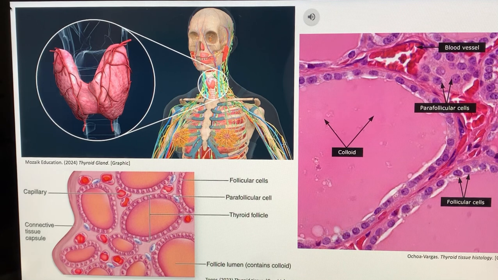In the upper left-hand corner, we have a visual of the thyroid gland and where it is located in the body. If we look at the picture below it, we can see a zoomed-in version of the thyroid gland. Here we can see thyroid follicles, the follicle lumen, which contains colloid, and the tiny follicular cells.